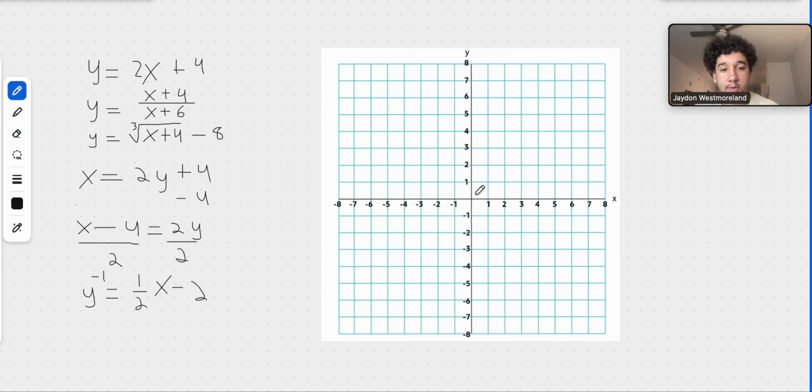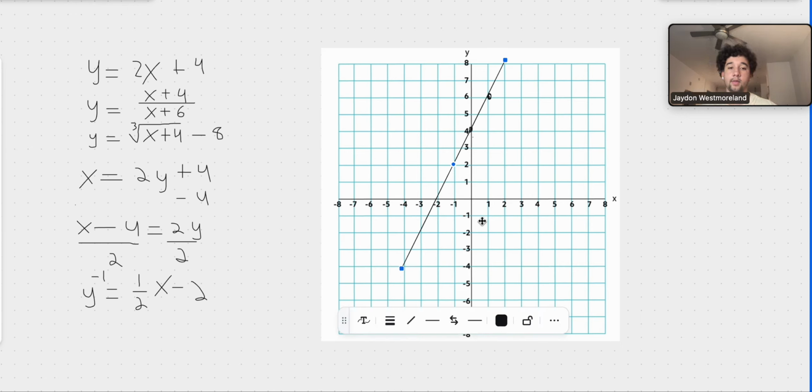So y equals 2x plus 4. I'm going to go up 4 right here. I have a slope of 2, so up 2 over 1, just like this. And then I'm going to draw my line directly through it. So let's just go like this, for example. Perfect. Okay, that is my line. Now let's do this one as well.